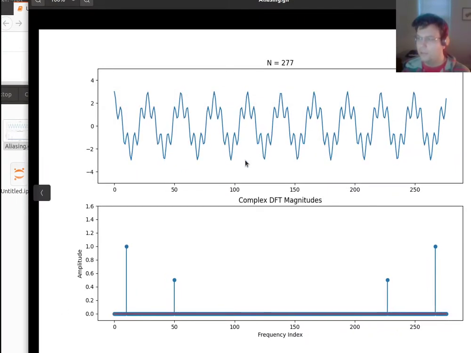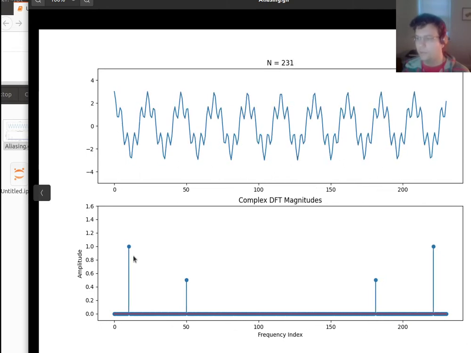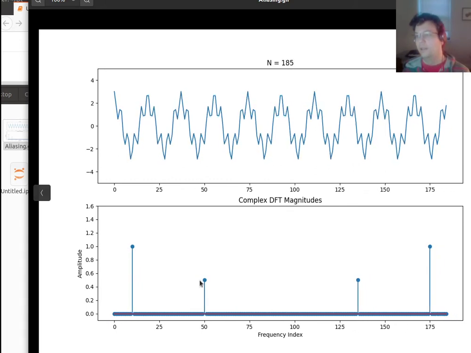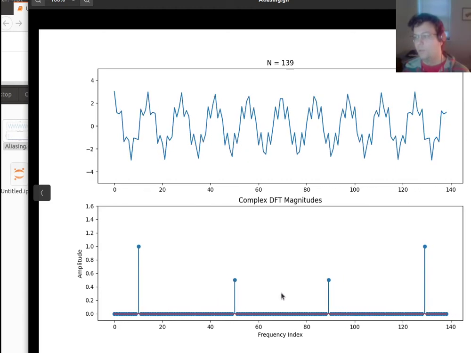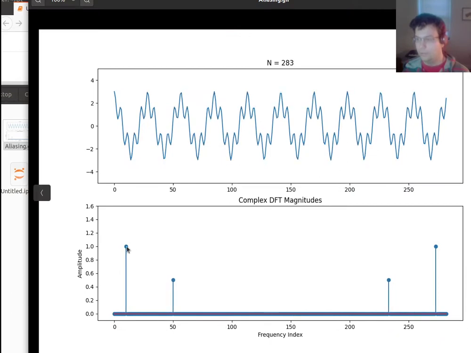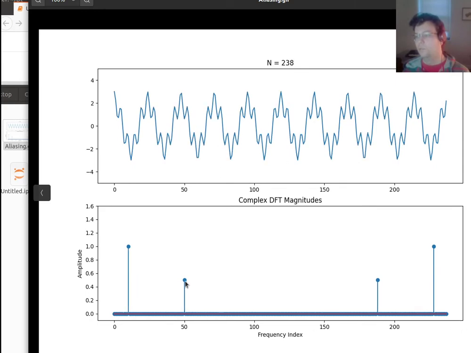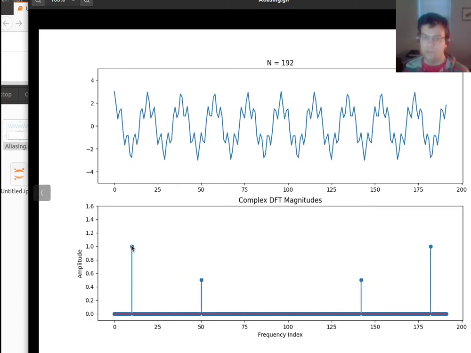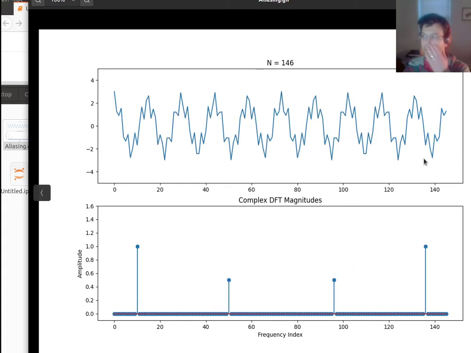So here is a signal that has cosine of 10 hertz times 2, plus cosine of 50 hertz times 1, 50 cycles. Okay, let me start this over. So this is 2 times cosine of frequency index 10 plus 1 times cosine of frequency index of 50. The amplitudes get split between this and its conjugate, and that's fine. I'm using fewer and fewer samples here.